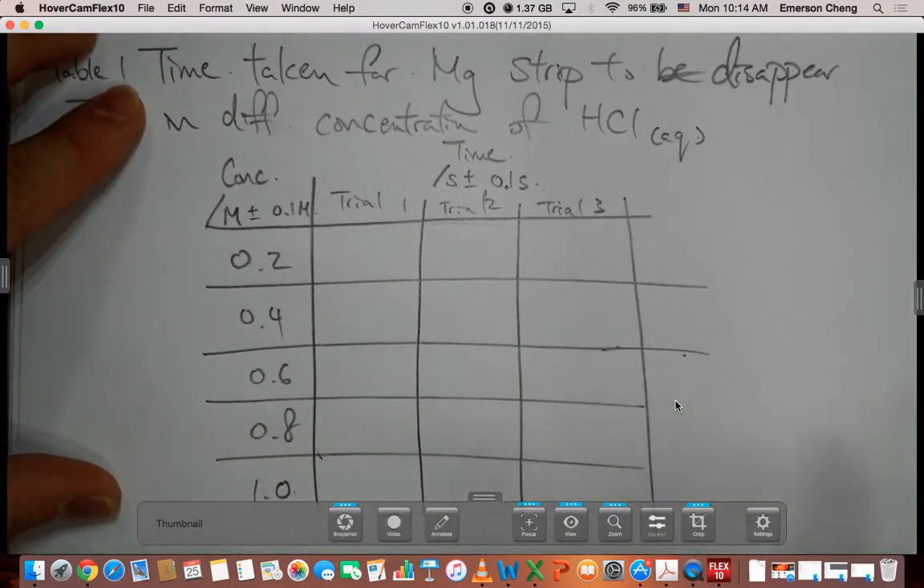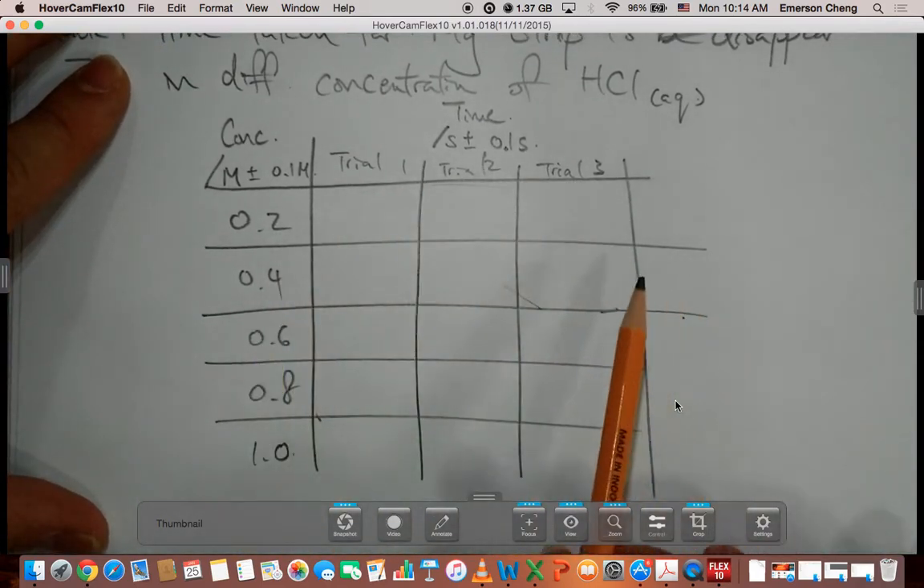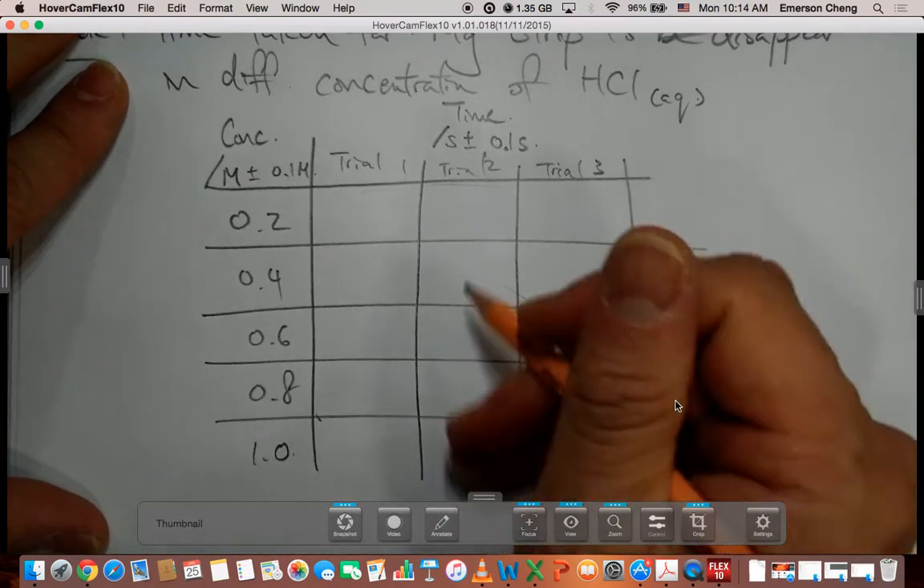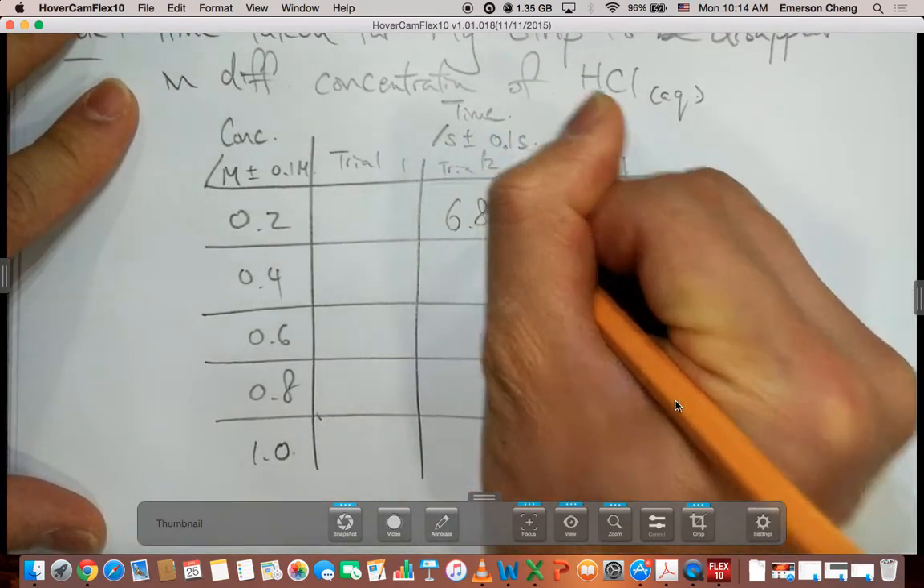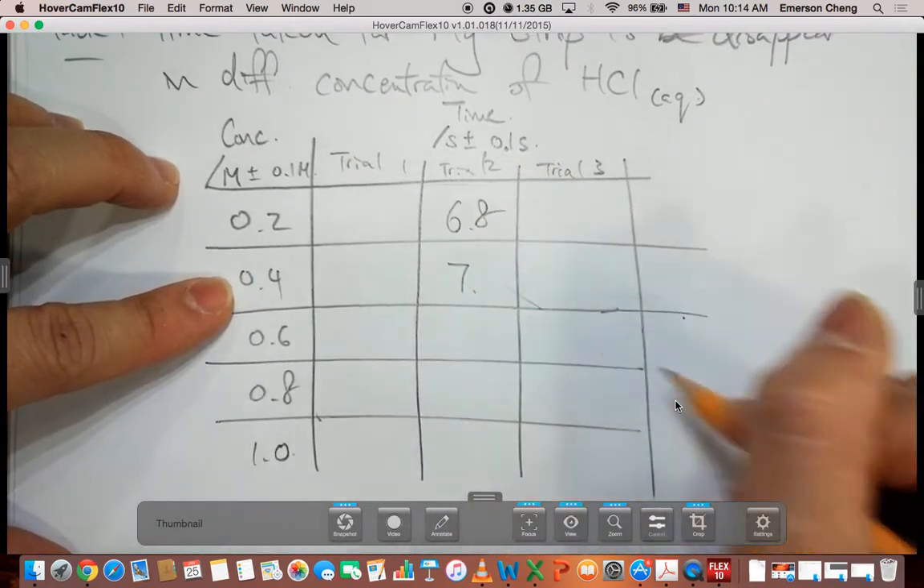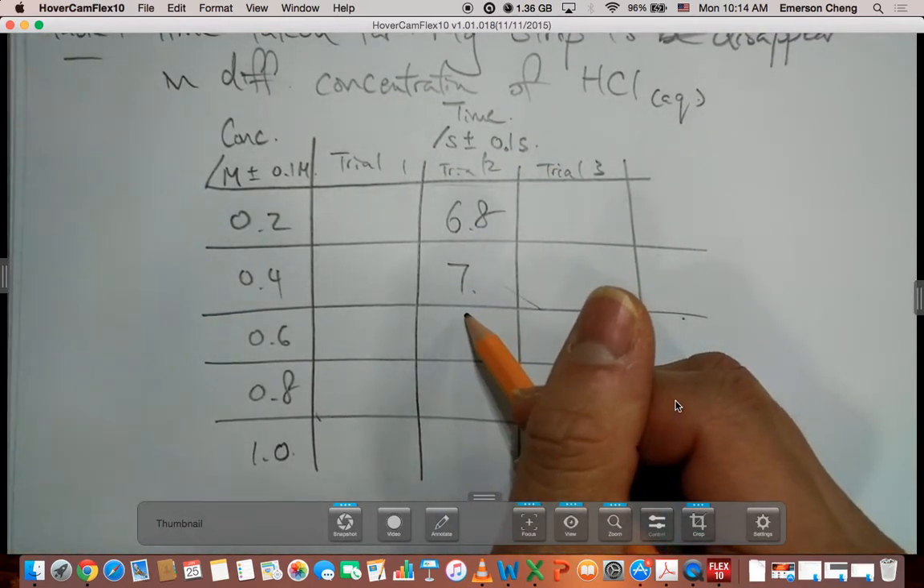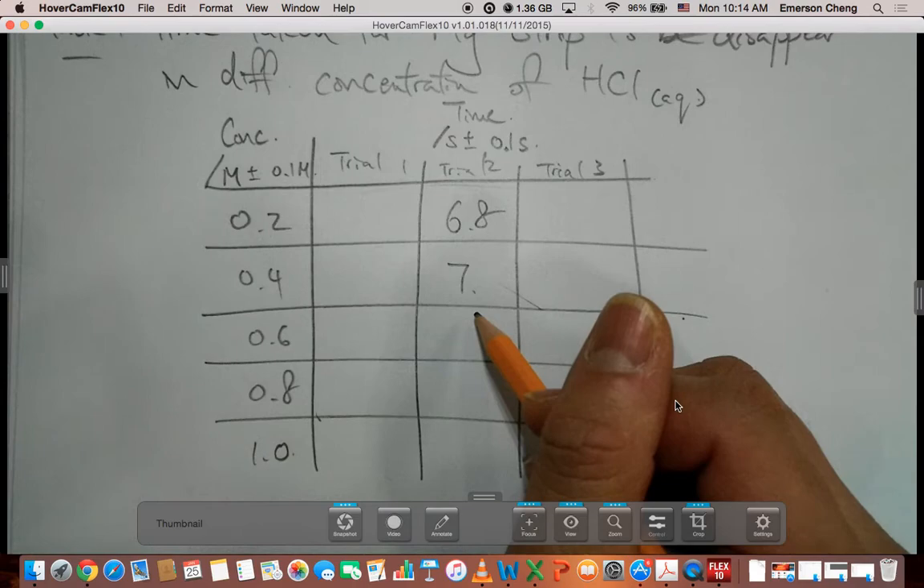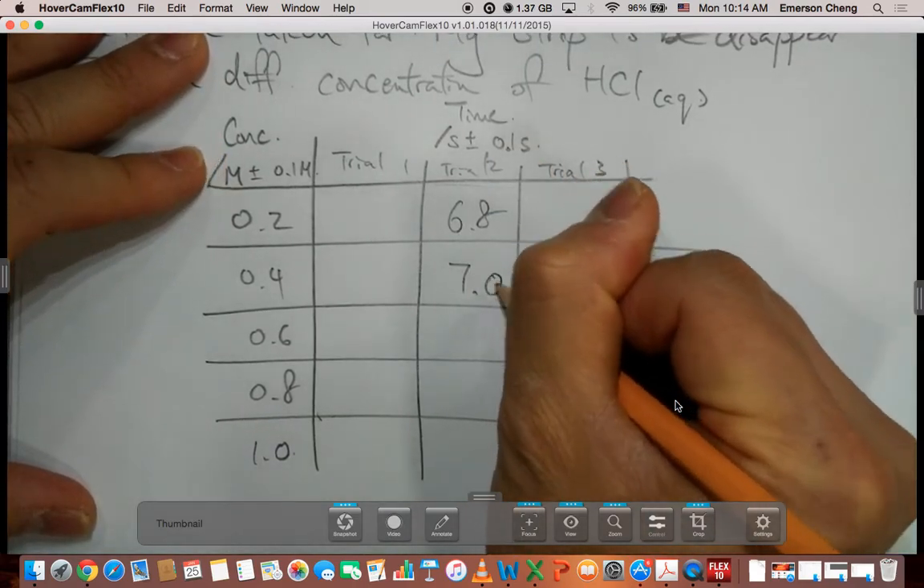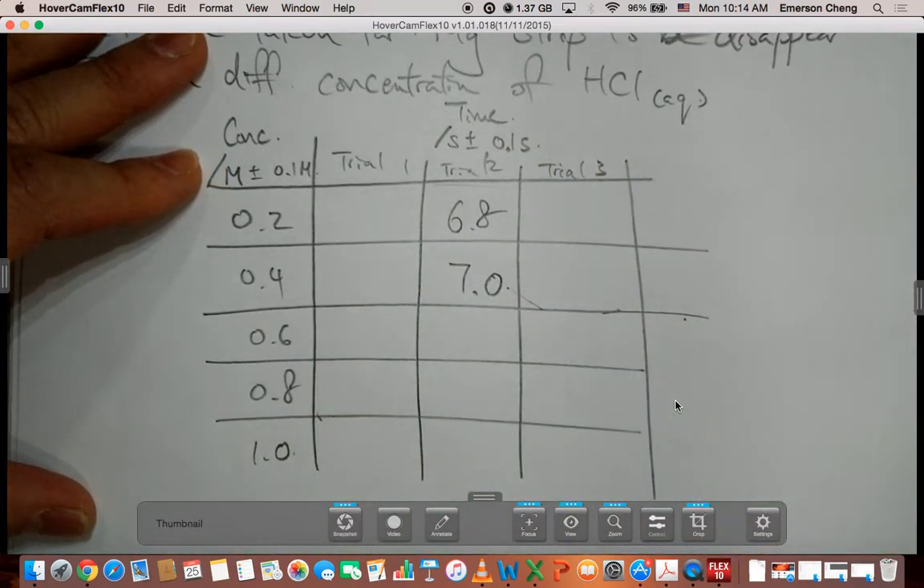Trial 3. And then you just record your data. Keep in mind, all your data needs to have the same number of decimal places. So let's just say if you have 6.8 here and the next one is 7.0, please do not just write 7, write 7.0. All of them should have the same decimal places.